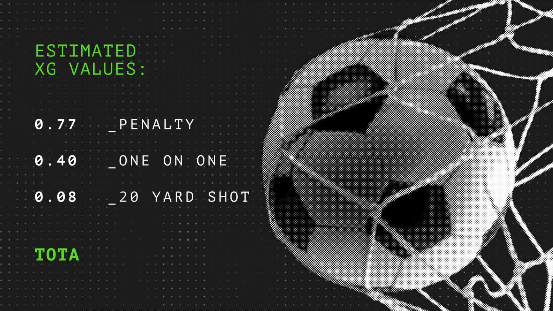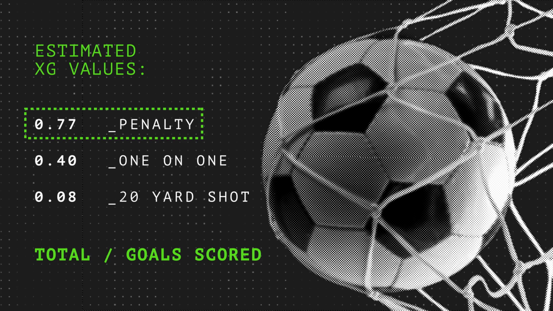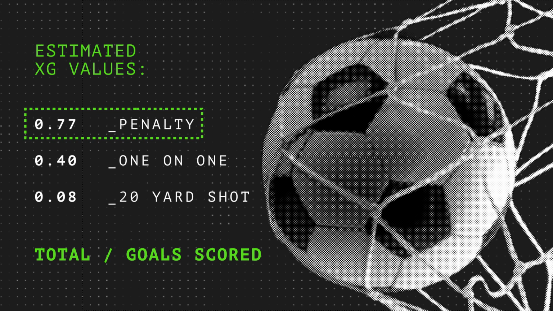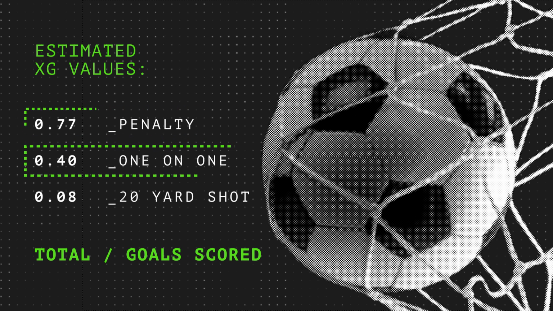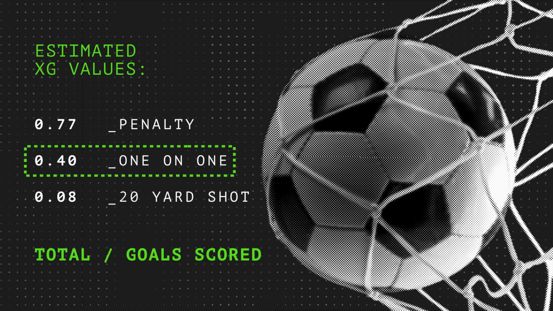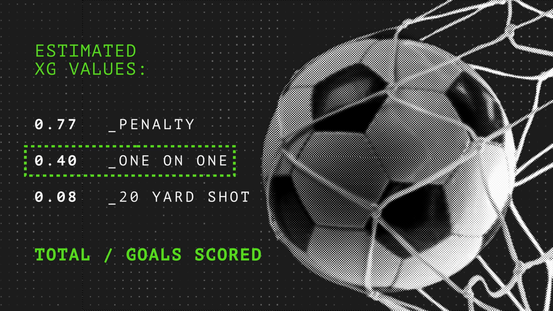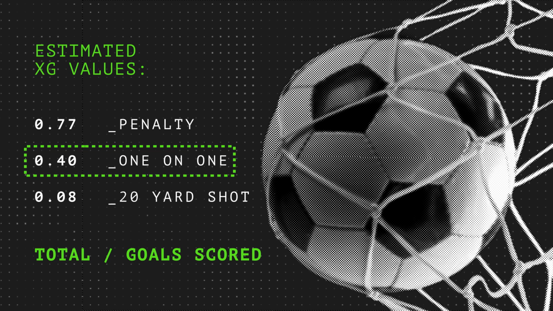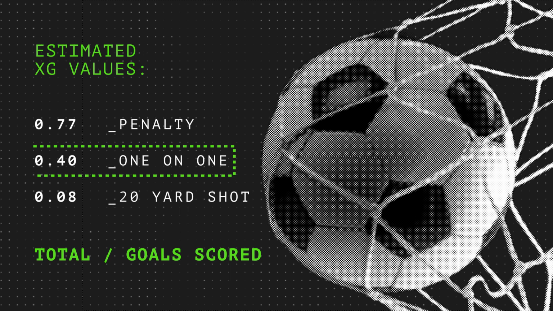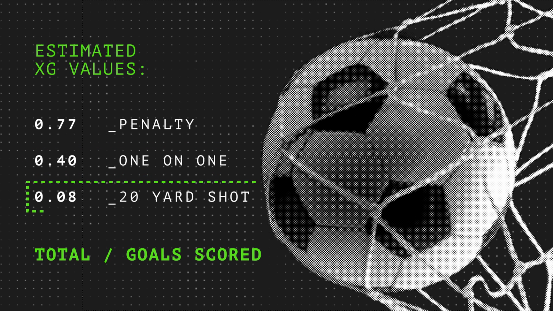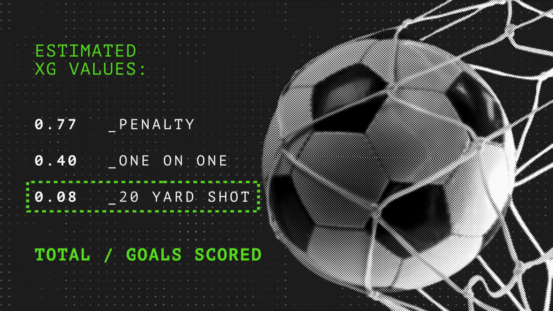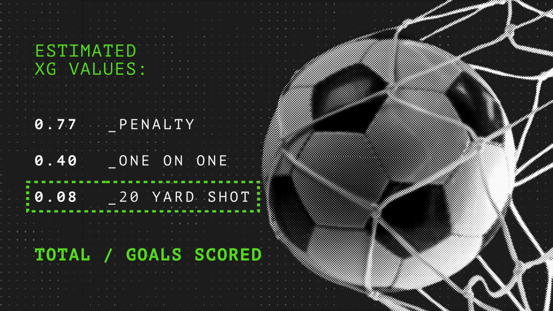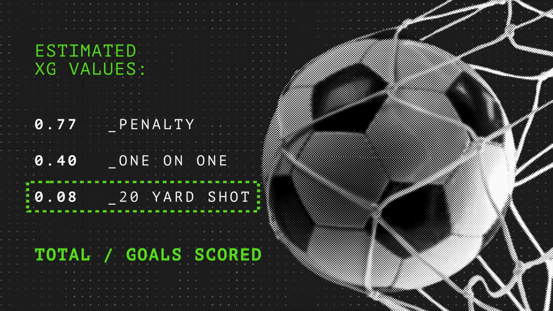A penalty comes in at 0.77 XG, as around 77% of penalties are scored. A one-on-one for a striker, with just the goalkeeper to beat, averages out at about 0.4, calling into question the old cliche that a forward is always the favourite in that scenario. And a shot from 20 yards sees a dramatic dip. Statistics show that's a 1 in 10 chance or less, and the further out you are, the worse those odds get.